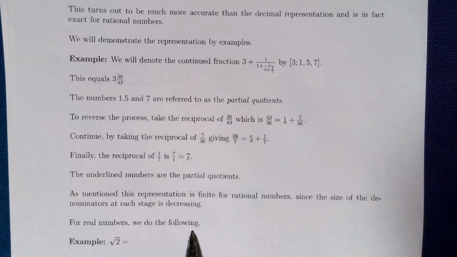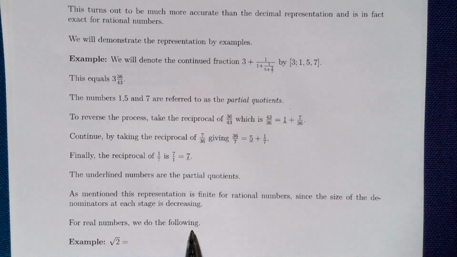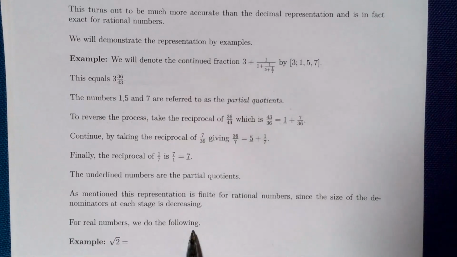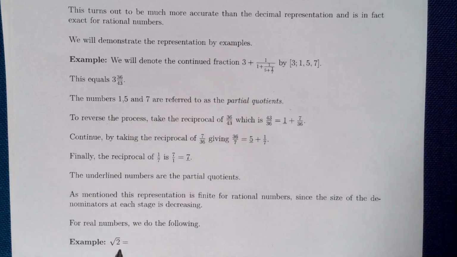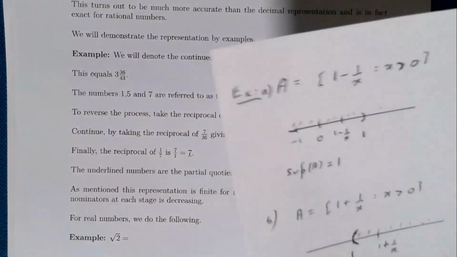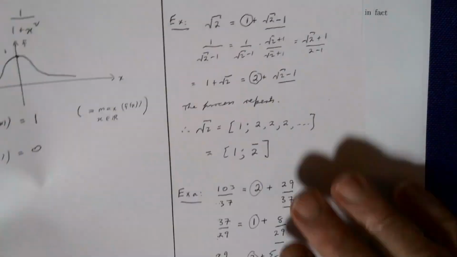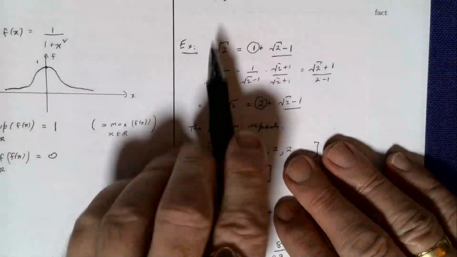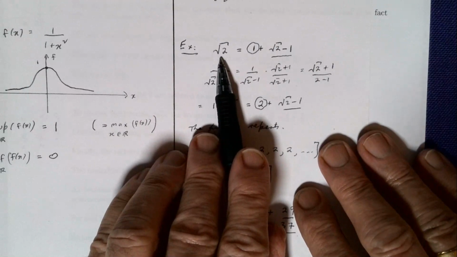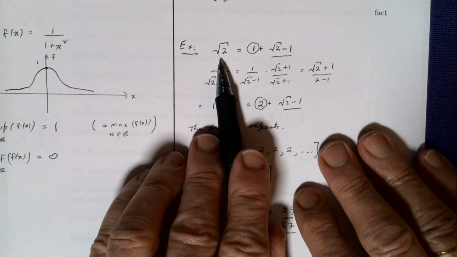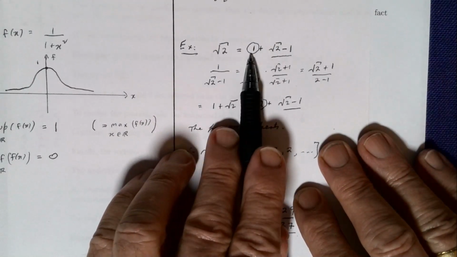So for real numbers, we do the following, and I'm going to take you through. I'll show you how to do this also on the calculator in a moment, but just doing it bare hands, this is the way we're going to take root 2 and find out what its continued fraction is. Okay, so what we do is this. We say root 2 is about 1 point something. It's 1.4142. So it's 1 plus something.